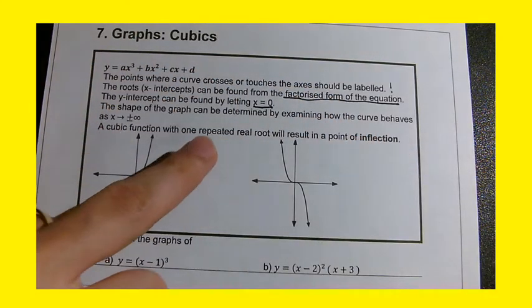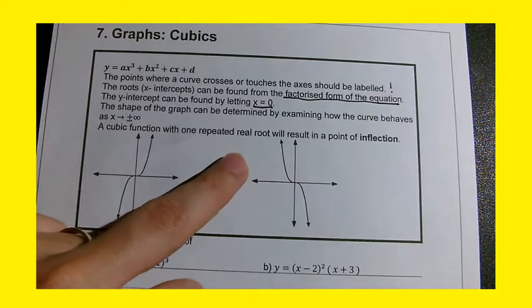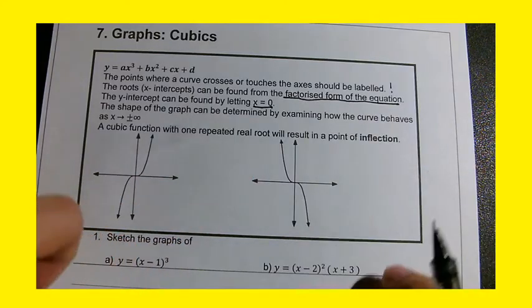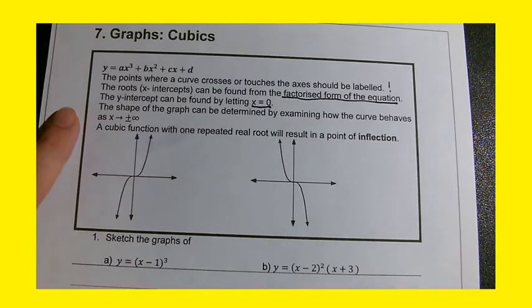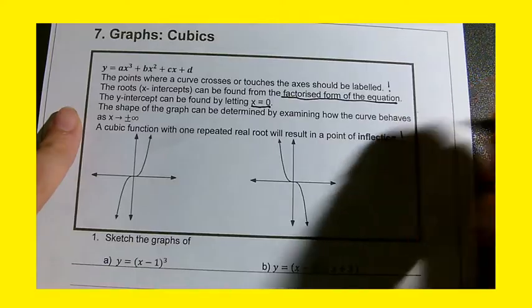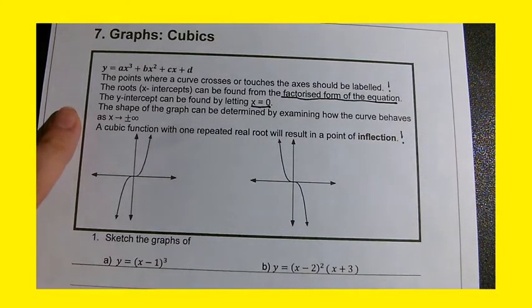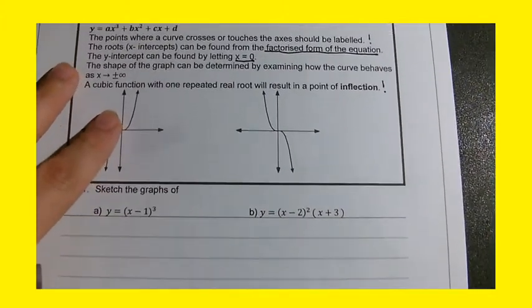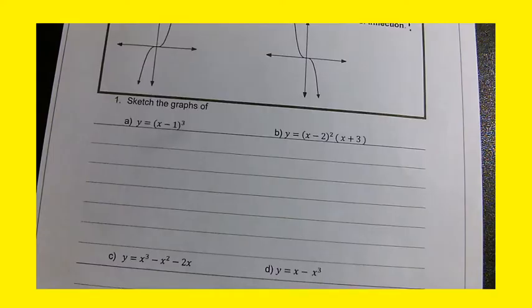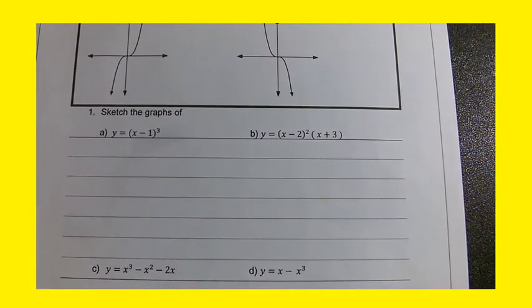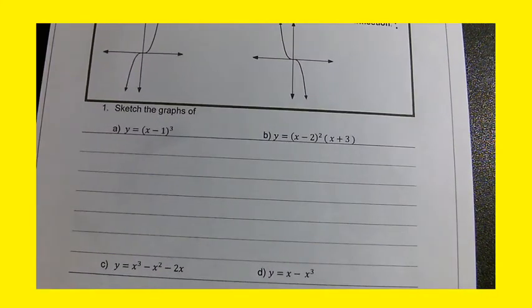A cubic function with one repeated real root will result in a point of inflection. And a point of inflection, we'll see that in an example later on. It's quite important that you understand what happens with one repeated real root. So here we go. Now, as I said, when we do sketches, and I've done this in a previous video, you will have to use a pencil and ruler.